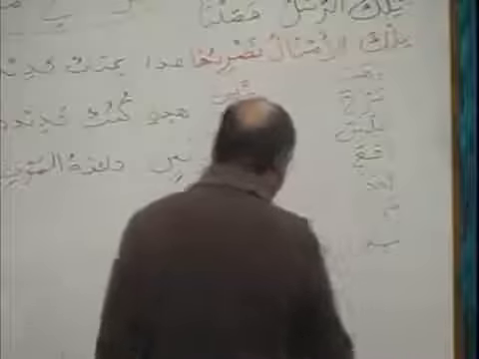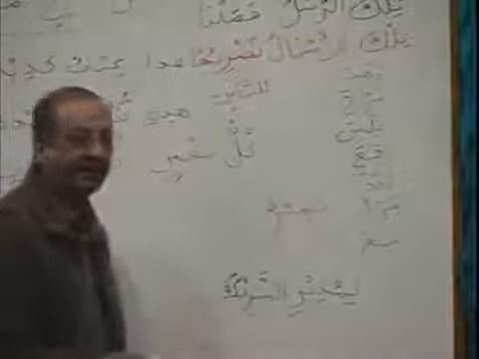Liman hadhihil buyutul jadidatu. To whom do these new homes belong? Li mudirish sharikati. How many words are there? Three. Li, mudiri, sharikati. I will write it down.